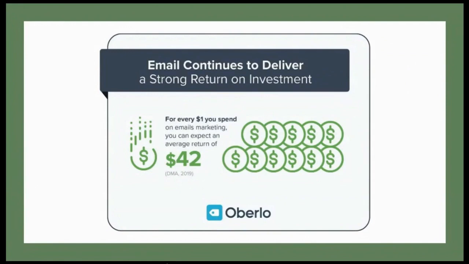Based on Obello's research, it says this: email continues to deliver a strong return on investment. For every $1 you spend on email marketing, you can expect an average return of $42. And this stat was way back in 2019. So whoever says that email marketing doesn't work anymore, it's either two things. First, that person has no email list, so he doesn't have a list to begin with. Second, he obviously doesn't know that email can be monetized, right? Meaning that he doesn't know how to do email marketing.